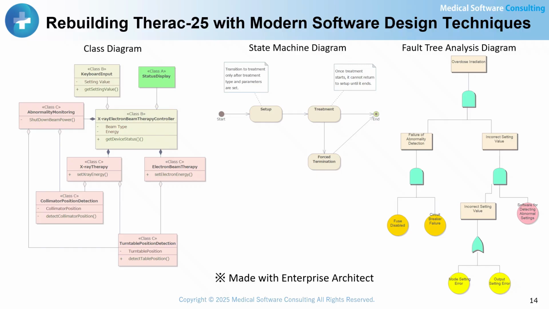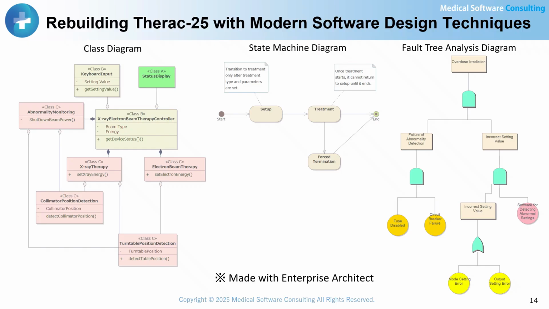The Therac 25 software, however, was the opposite. Multiple components shared and accessed global variables simultaneously. This caused race conditions between tasks and led to inconsistent variable states, which directly contributed to the accidents. In modern design, global variables are strictly avoided. Instead, variables are kept private within classes. Communication with other components is done through well-defined interfaces with strict access control.